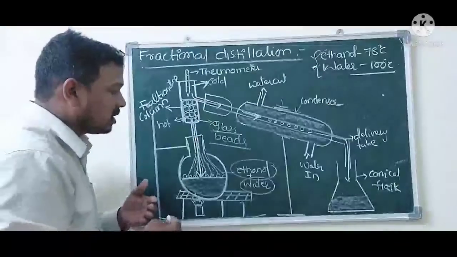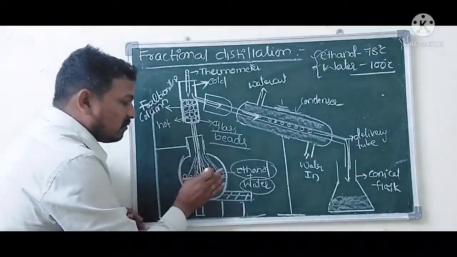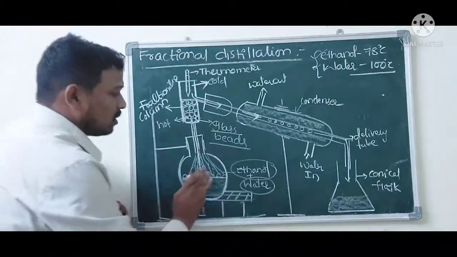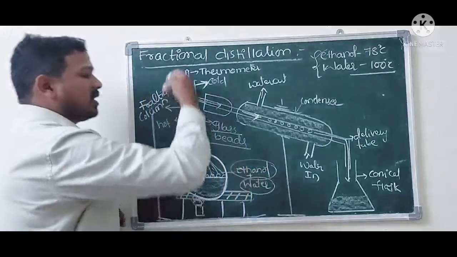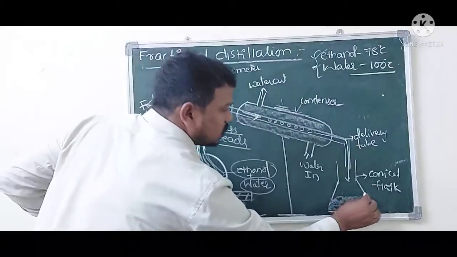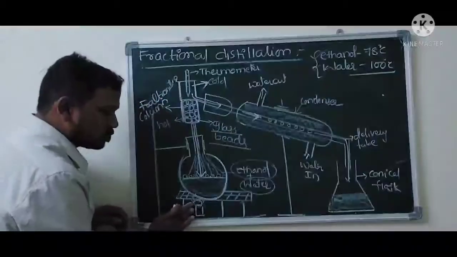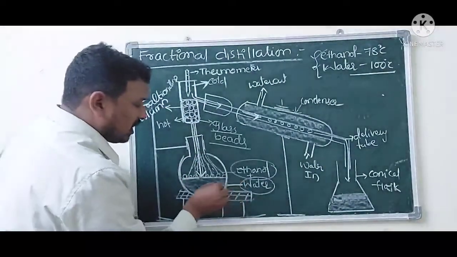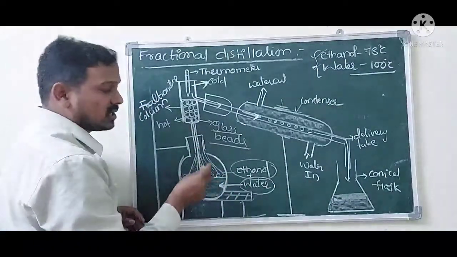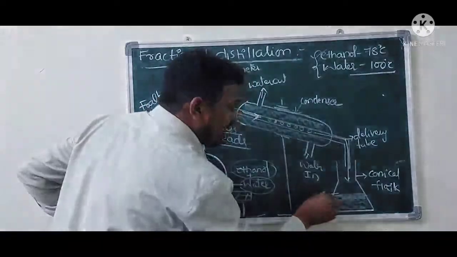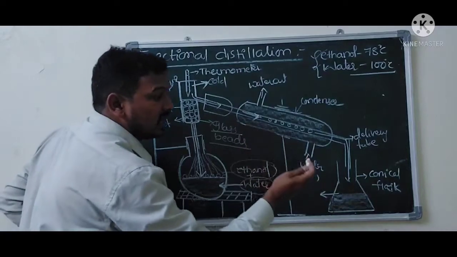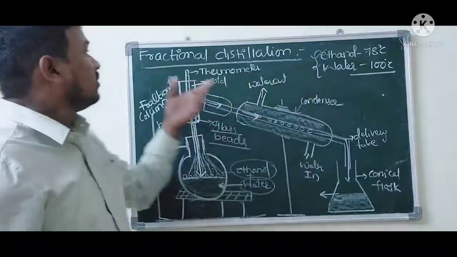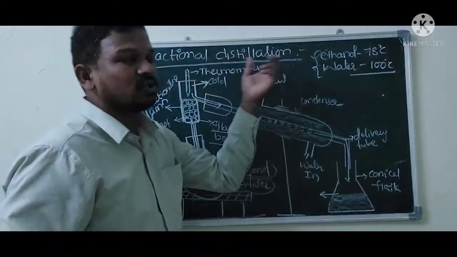After some time, the coming of the vapors will stop. Why? Because the complete ethanol has evaporated and reached the conical flask. At that time we need to stop and switch off the Bunsen burner, so we get the water in the round bottom flask, whereas in the conical flask we get the distilled ethanol. So this is the process of fractional distillation.